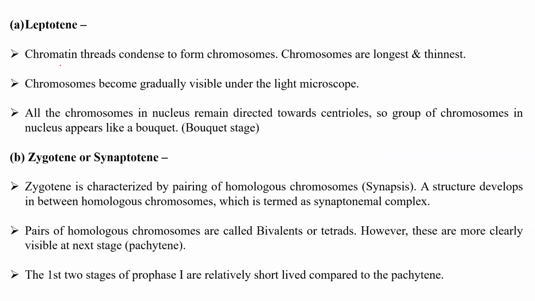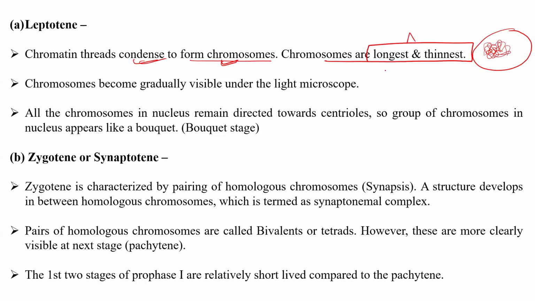We will understand these stages one by one. So what happens in leptotene? The chromatin threads condense to form the chromosome. In our cell, usually when it is non-active, it is present in a thread-like form, which is the chromatin. This chromatin is nothing but the uncondensed form of the chromosome. So the chromatin threads condense to form the chromosomes, and chromosomes are longest and thinnest at this stage.